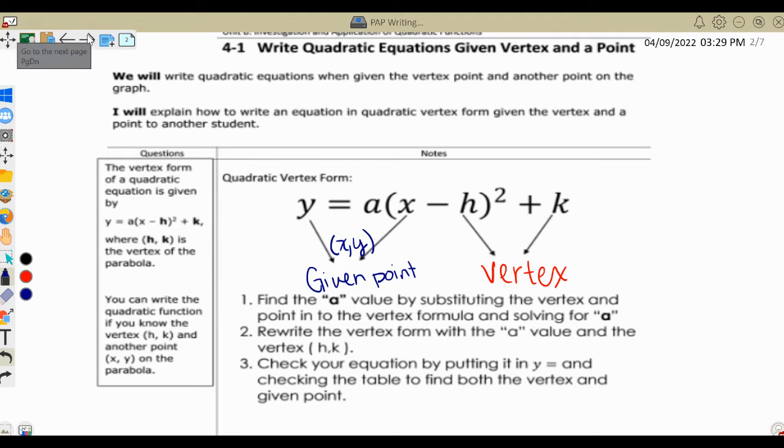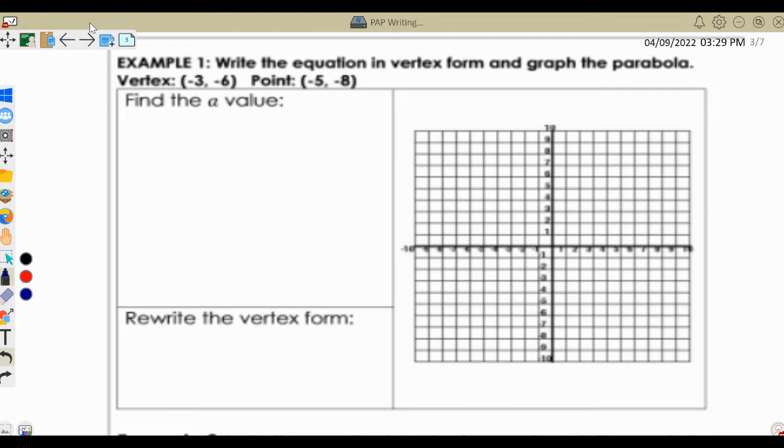Okay, so let's look at an example here. It's always a good idea to label your points. So I'm going to label my vertex as hk, and I'm going to label my point as xy. This way, when I go to put it into my vertex form, I know where everything goes, okay? And hopefully I won't get mixed up with which number goes where. So we're going to use y equals a times x minus h squared plus k.